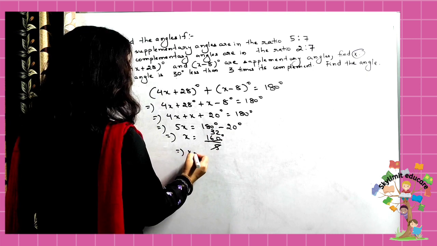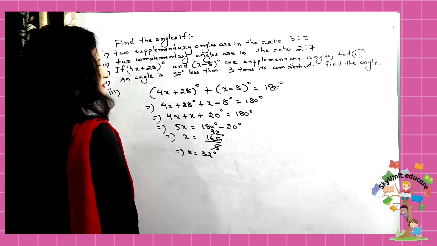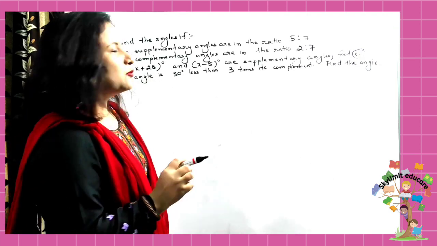So how much did I get? x is equal to 32 degrees. Now students, let us come to the next question.